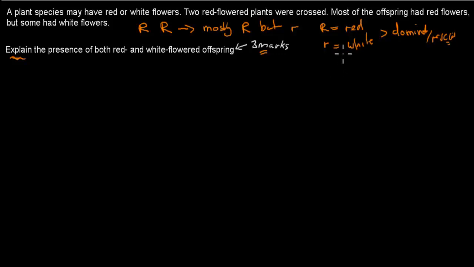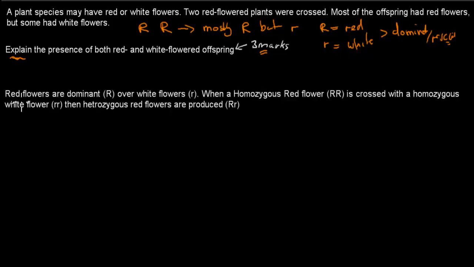If you get these kinds of questions, it's often good to draw a Punnett square just to show that you know what you're doing. The first part I talked about was that red flowers are dominant, so dominant means capital R over white flowers, which are small r. When a homozygous red flower is crossed with a homozygous white flower, heterozygous red flowers are produced. So these are the flowers we would have had in our actual cross. It says 2 red flowers were crossed, and it's most likely that we had 2 heterozygous red flowers that were crossed to give us that 3-to-1 ratio.